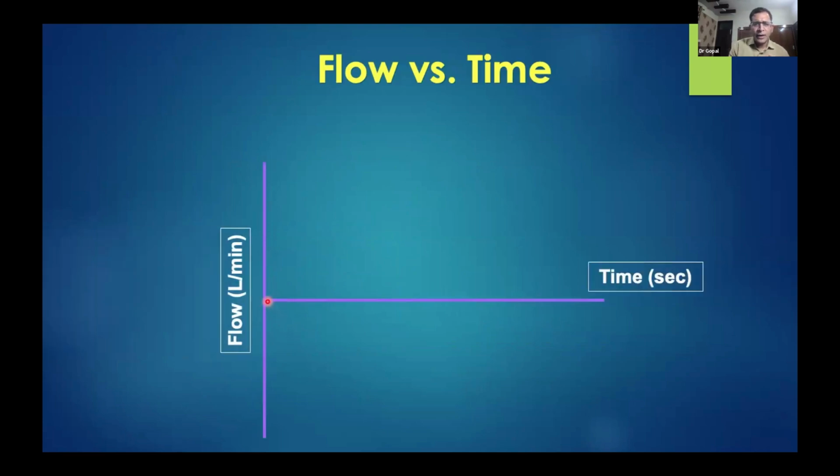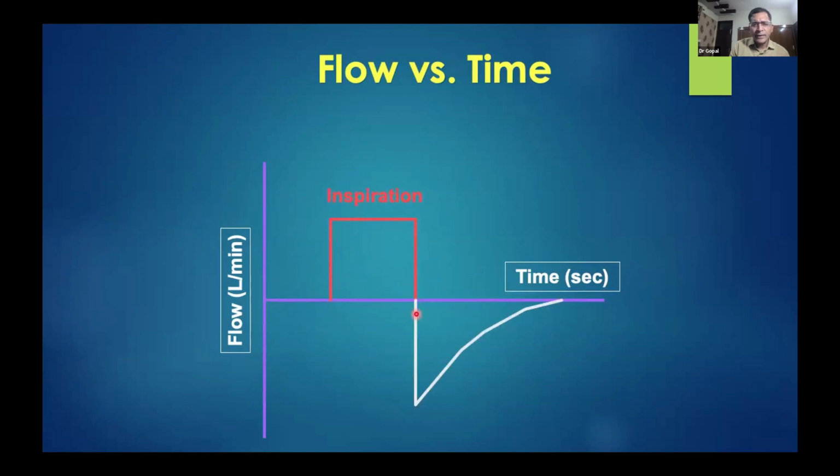Flow time curve, unlike pressure and time, will have a positive curve and a negative curve. Anything above is the inspiration, which comes down and again goes in such a manner is the expiration. X will be the time in seconds. Y-axis will be the flow in liters per minute. Almost this is a standard. Some machines will have inspiration on the lower side and expiration on the upper side, but by default, Indian machines will have inspiration on the upper side and expiration on the lower side.